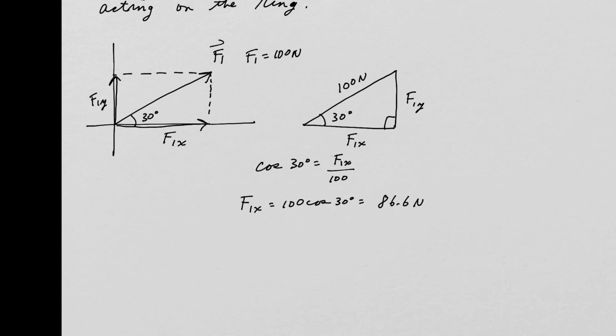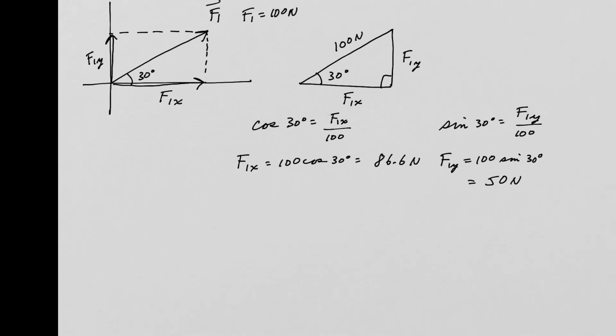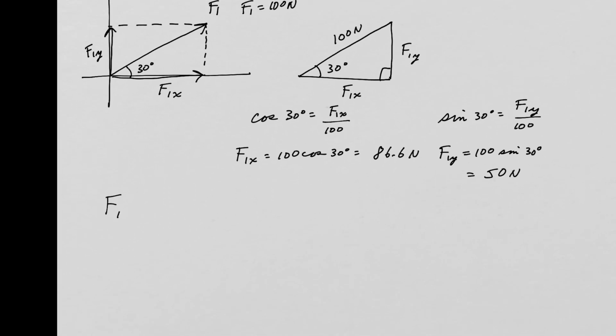Now for the y component, it's opposite, so I know that sine of 30 is going to be F1y divided by 100. So that means F1y is going to be 100 times sine of 30, and that turns out to be 50 newtons. Right? And again, it's positive because it's acting upward. So if I want, I can write F1 now in terms of components, in terms of i hat and j hat, as 86.6 i hat plus 50 j hat, and that's newtons. Okay, so that's one.